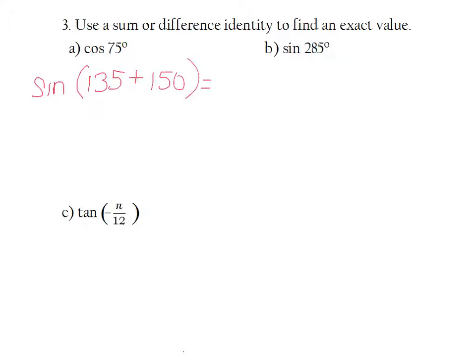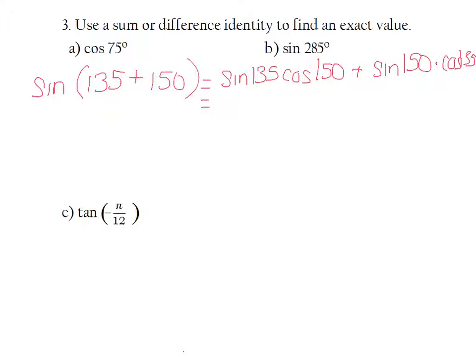Use your sine identity. So if you peek back, it goes sine of the first angle, cosine of the second, and the sine identity uses the same sign, so it'll still be a plus. And then I switch it and I do sine of the second angle times cosine of the first angle. And then we go to our unit circle and evaluate all of that.